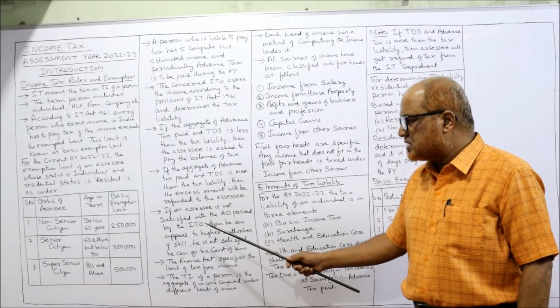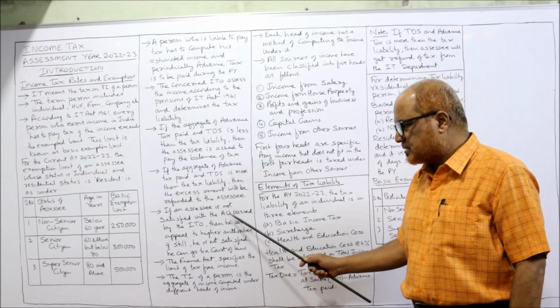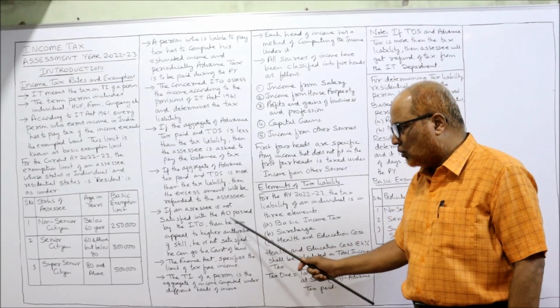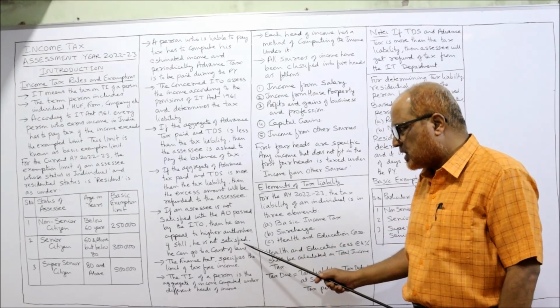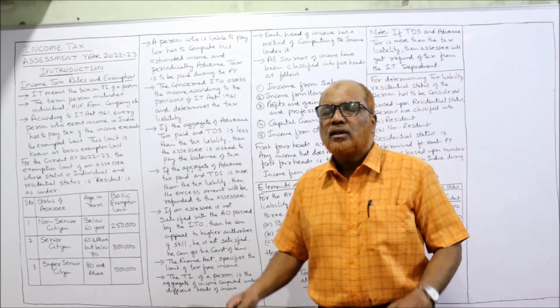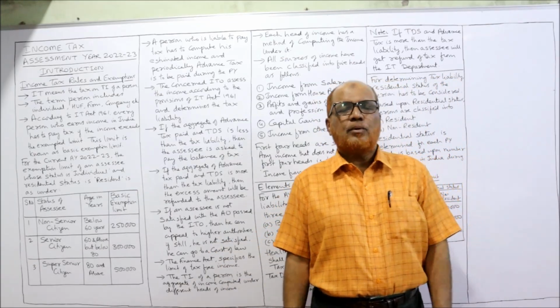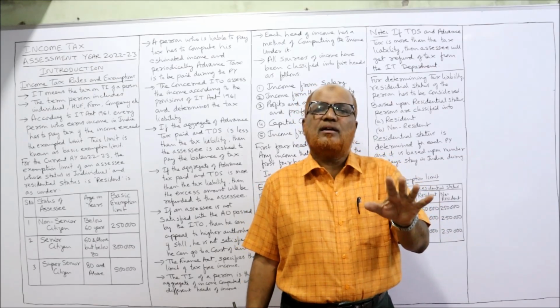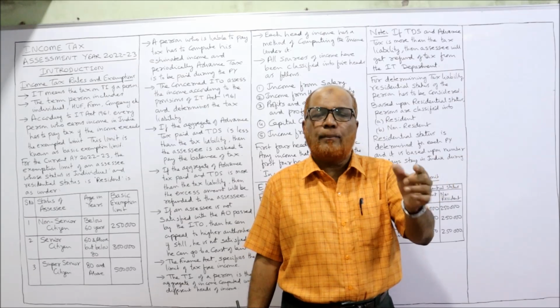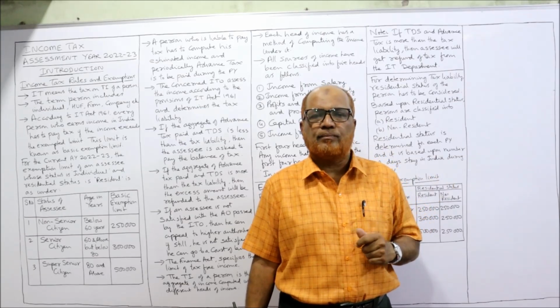Then if an SSC is not satisfied with the assessing officer assessment order passed by the ITO, then he can appeal to higher authorities. If still he is not satisfied, he can go to court of law. The procedure in India is, if an SSC is not satisfied with the assessment order passed by the income tax officer.